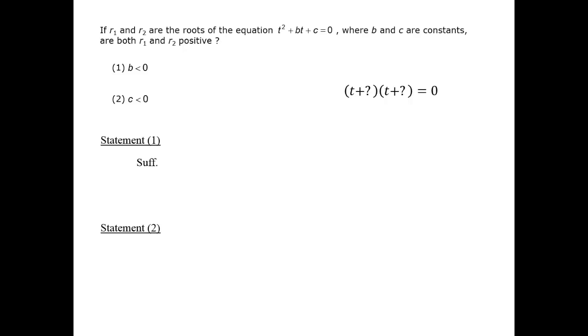Statement 2 tells us that c is negative. Since c is the product of two roots, that means that one of the roots must be positive and one negative. It's the only way to get a negative product, since a positive times a positive is positive, and a negative times a negative is also a positive. Therefore, we can answer the question posed with a definitive no. Statement 2 is sufficient. The correct answer is D.